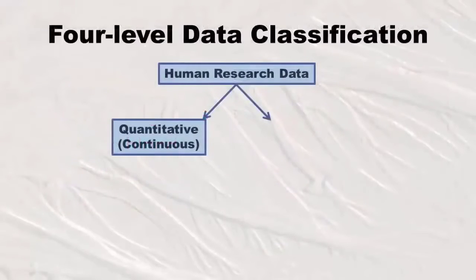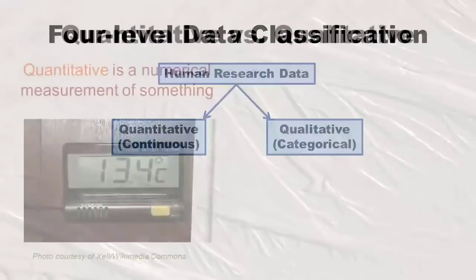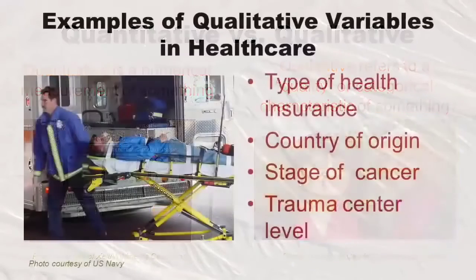So that's one side. What if it's not quantitative? What else could it be? Well, the only other category it could be is categorical or qualitative. I use the term qualitative, but some people use the term categorical, but that's kind of what it is: it's a quality of something or a characteristic of something, like sex or race.